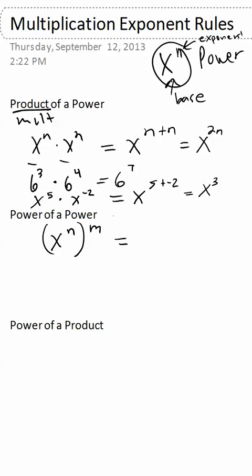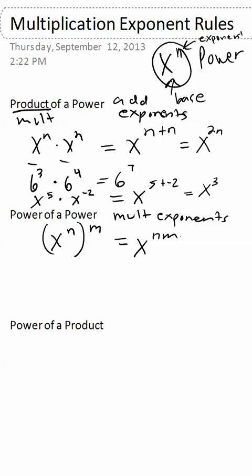So for the power of a power rule, you multiply the exponents, whereas in the product of a power, you added the exponents. When we multiply the two exponents, it's now going to be x to the n times m. So let's put some numbers in there. Let's say I had 4 to the second power and then raised to the third power. Now I have 4 to the sixth power.